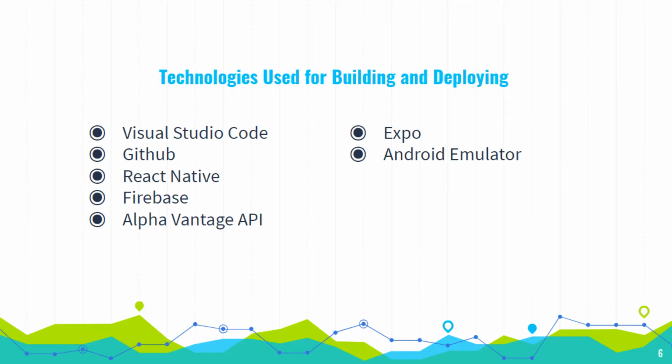The technologies used for building were Visual Studio Code, GitHub, React Native, Firebase, and AlphaVantage API. Visual Studio Code was our coding IDE, and GitHub is where we stored the code. React Native was our coding framework, which included many libraries for our features. Firebase was the backend database we used to store information. AlphaVantage API gives the user real-time investment information.